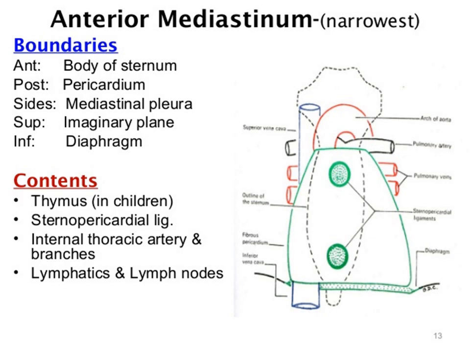What are the contents? Few contents we have in the anterior mediastinum. Thymus, especially in case of children, it is an important structure in children. Sternopericardial ligament between sternum and the pericardium. Internal thoracic artery and its branches. Then lymphatics and lymph nodes. These are the boundaries and the contents of anterior mediastinum.